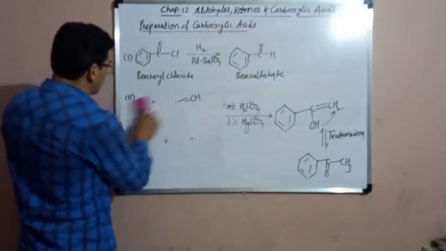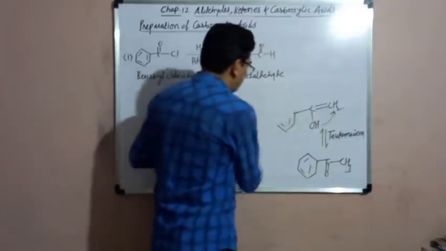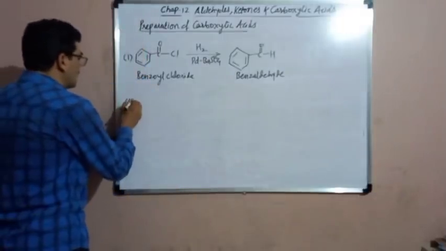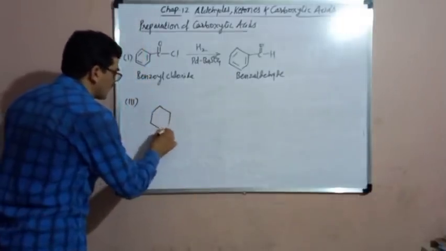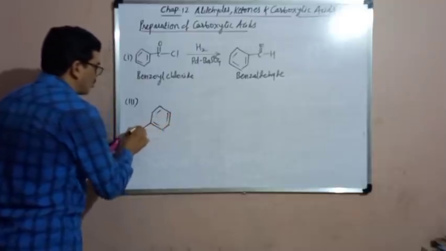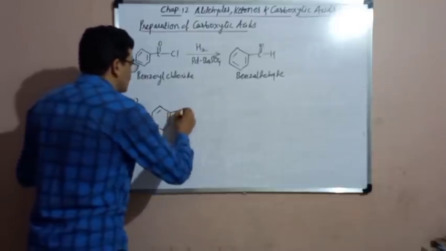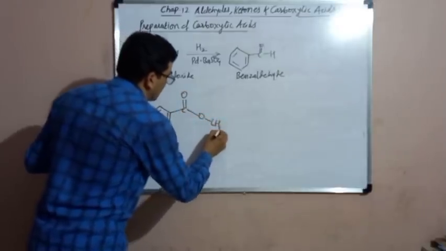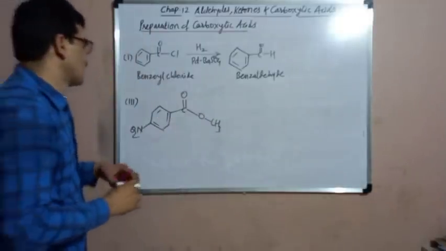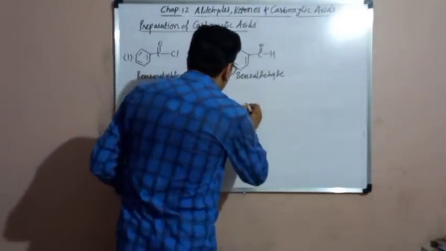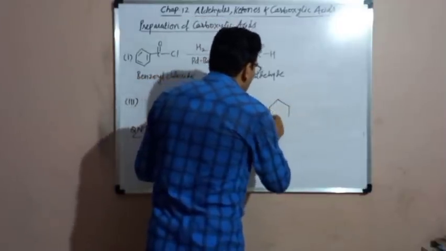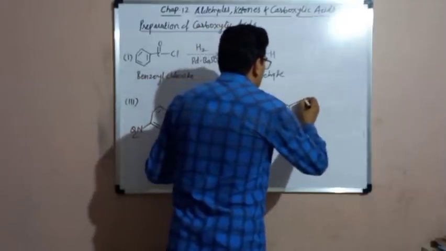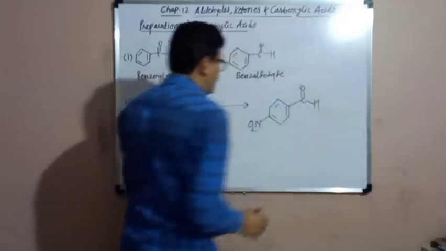Then the third question. In that third question, an ester is given. Nitro group is at the para position. This is the ester, COOCH3. This is the ester. And how will this ester be converted into the aldehyde? NO2 at the para position, CHO. Aldehyde. This is the aldehyde.